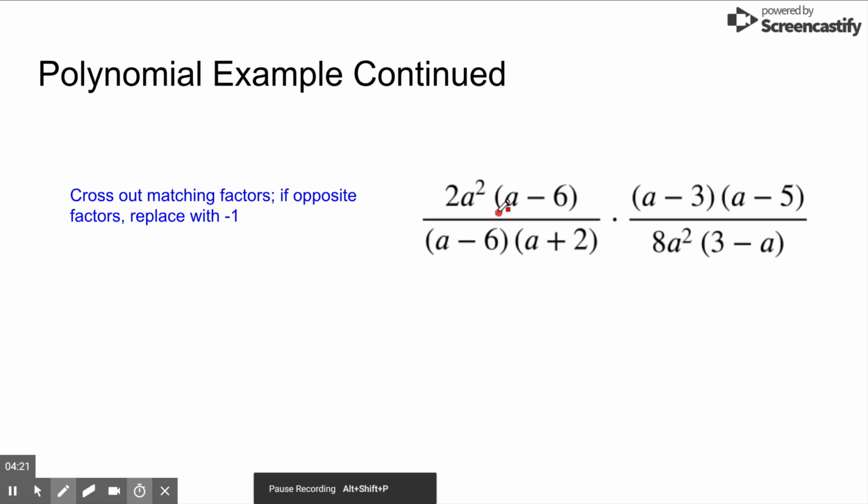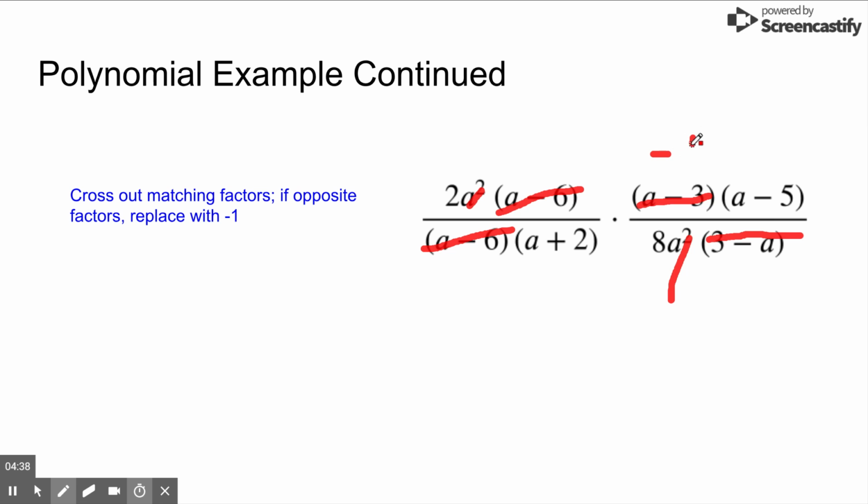So I'm going to use the pen to kind of show you what I did. I crossed out the a minus 6 and the a minus 6. I crossed out the a squared and the a squared. I crossed out the a minus 3 and the 3 minus a, and I replaced this with -1. I also crossed out the 2 and the 8, and I replaced the 8 with a 4.